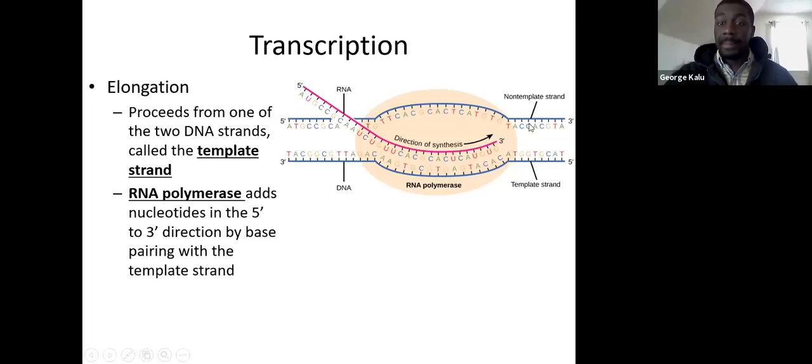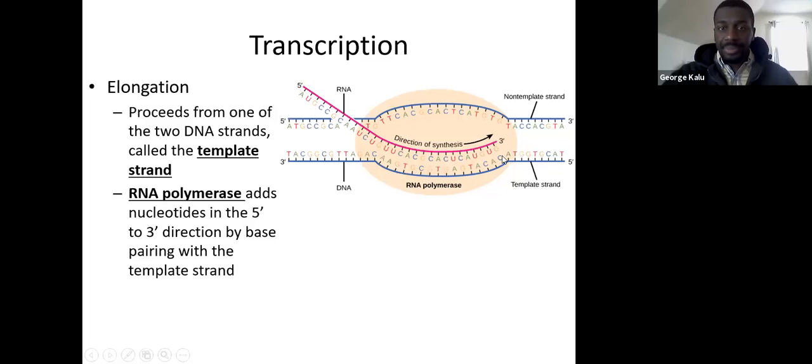So we're going to have a template strand that's going to be used to help us make our mRNA, and then we have a non-template strand that's not going to be involved with this process. So in order to make the mRNA, we're going to be using the template strand of DNA. Now when we form our RNA, we're going to be adding RNA nucleotides using an enzyme called RNA polymerase. RNA polymerase is what helps us actually make the RNA. When it does that, it's going to be adding nucleotides in a complementary manner to the template strand, but it's going to be adding those nucleotides to the 3' end of the RNA.